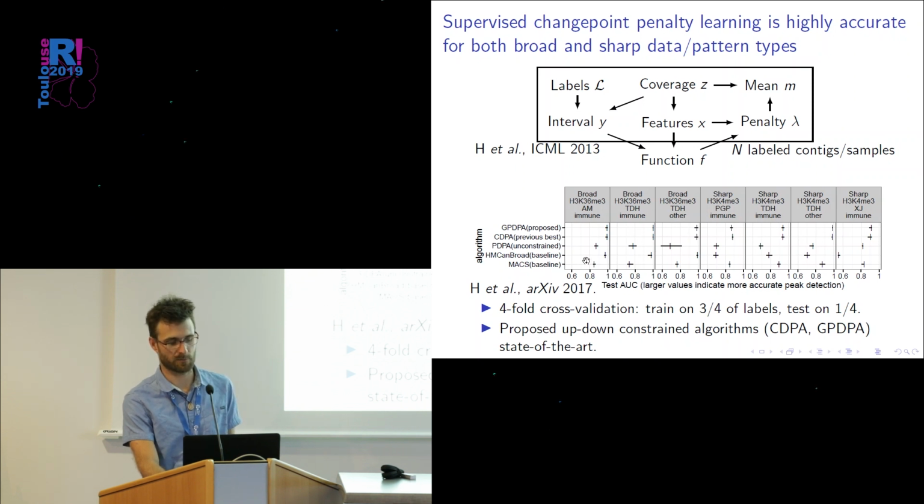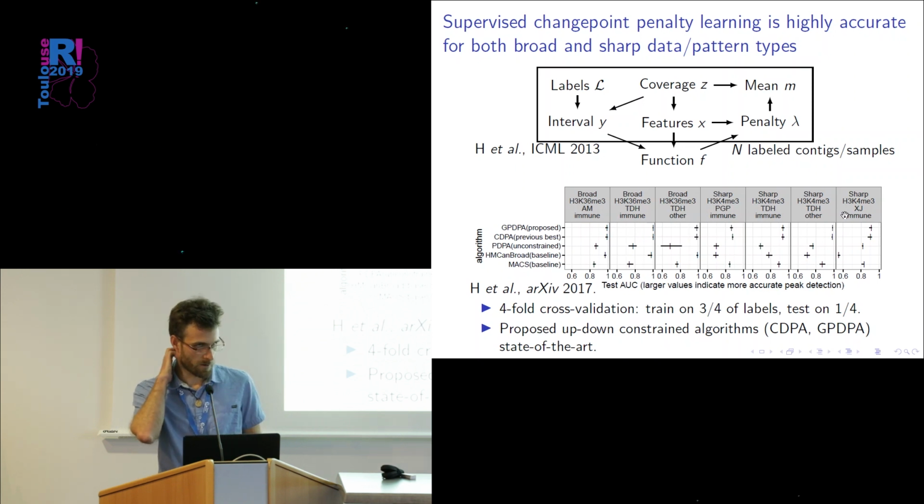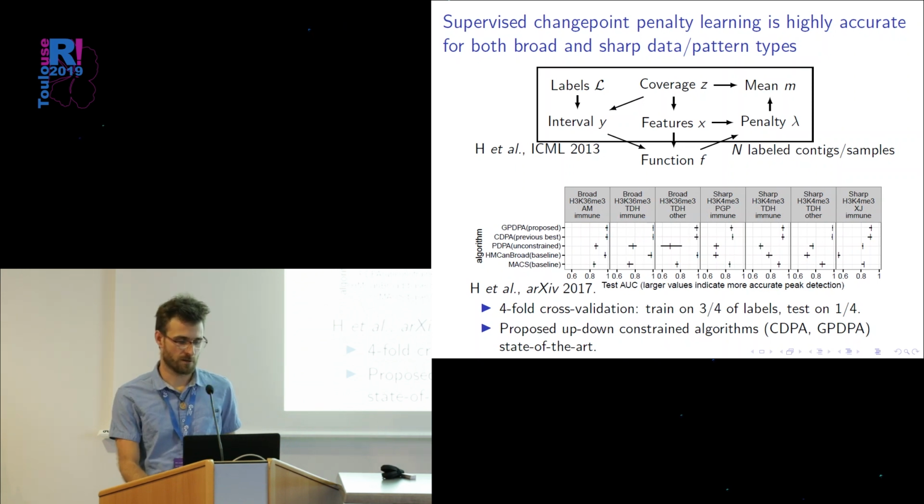And for example, the HMCAN broad algorithm is doing okay for the broad data sets in the first 3 panels, but not so good for these other data sets in the last panels. Whereas our algorithm is doing quite well in all of the different kinds of data. So this kind of highlights the power of mathematical optimization combined with machine learning. It's really able to learn how to call peaks, do this structured binary classification problem in all of these different kinds of data sets.